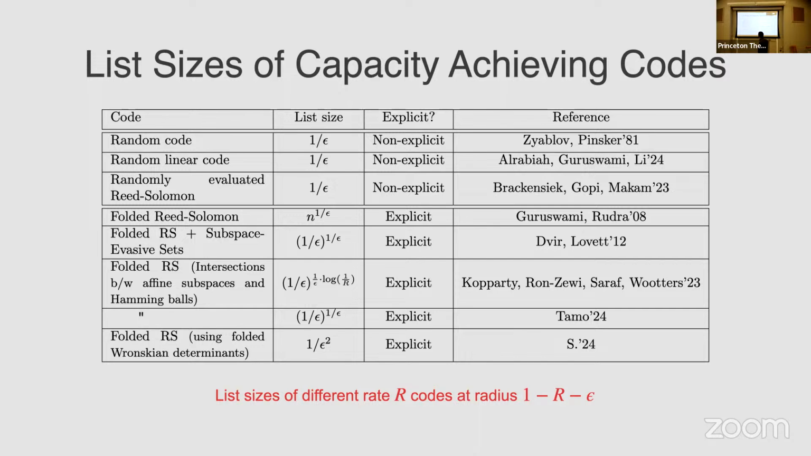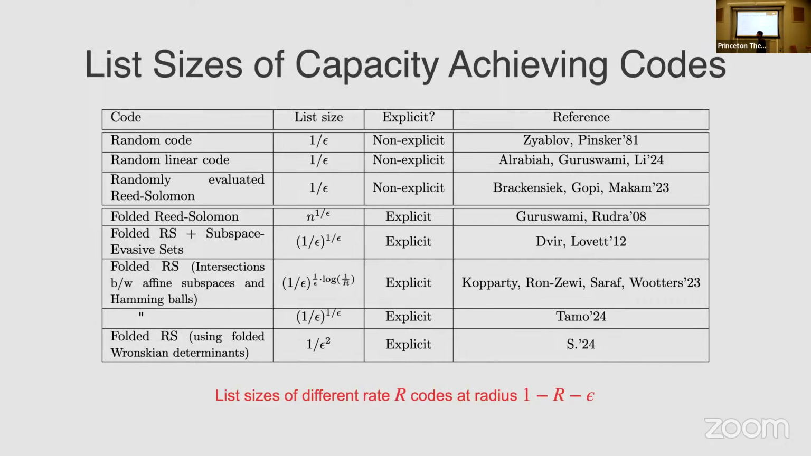And this analysis just says that we already knew that the list is contained in an affine subspace. Affine subspaces and Hamming balls do not interact very well with each other. So any affine subspace, not all of it can be contained in a Hamming ball. And so until this work, the best known list size continued to be 1 over epsilon to the 1 over epsilon for capacity achieving codes. And in this work, we show that the list size without any modification to folded Reed-Solomon is just 1 over epsilon square. We'll see more of that later in the talk.